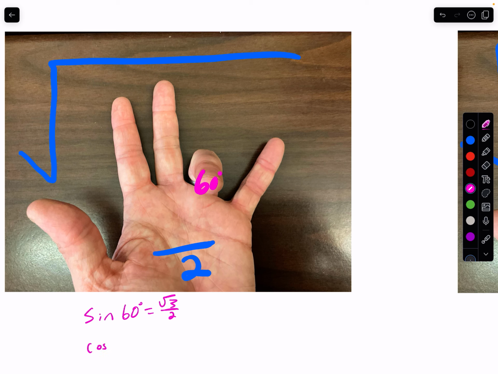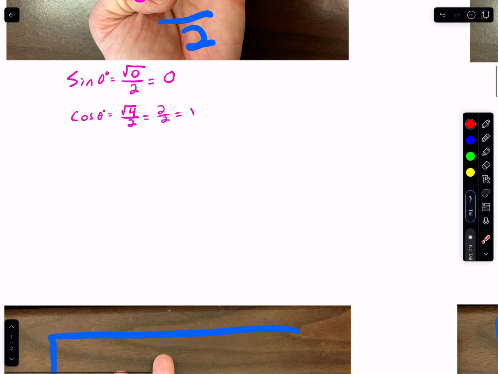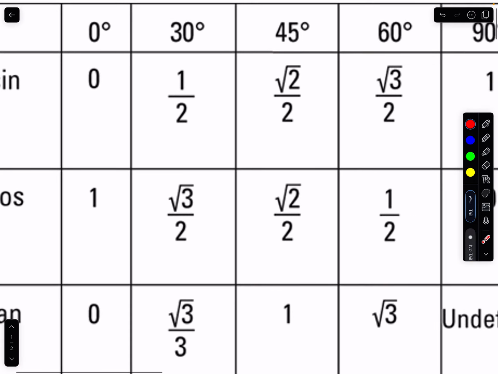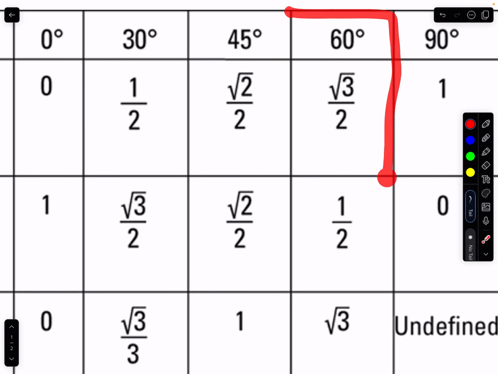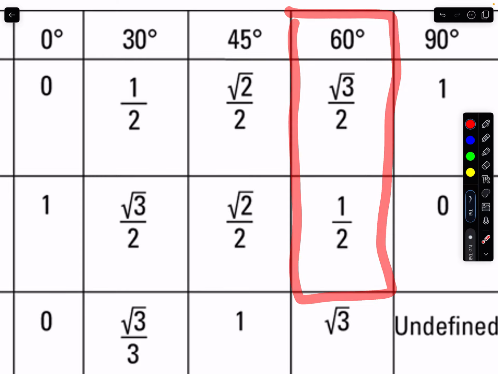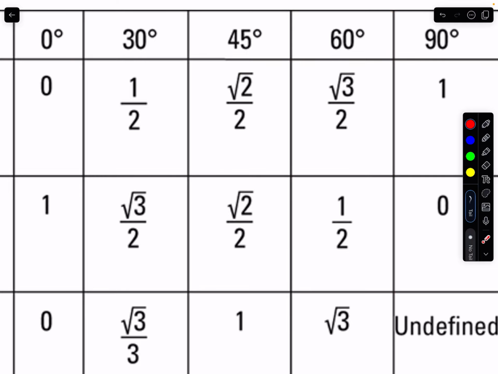And then I want the cosine of 60 degrees. Now you notice right here that there is 1 finger up. So I'm going to write the square root of 1 over 2. And the square root of 1 is 1, so that just becomes 1/2. So you can see how that relates to the table. The sine of 60 degrees is radical 3 over 2, and the cosine of 60 degrees is 1/2.